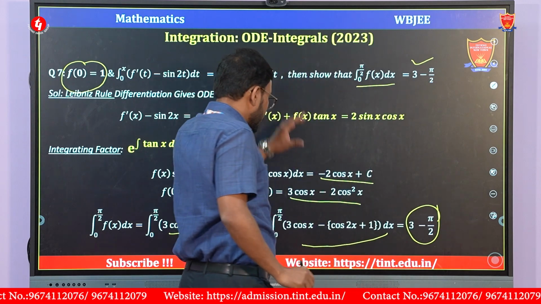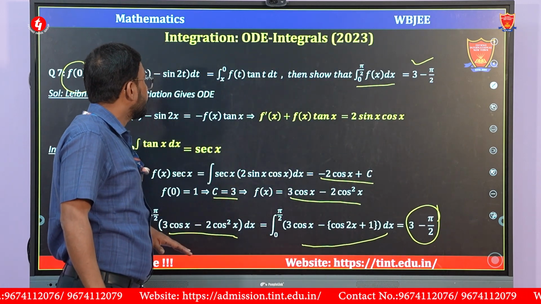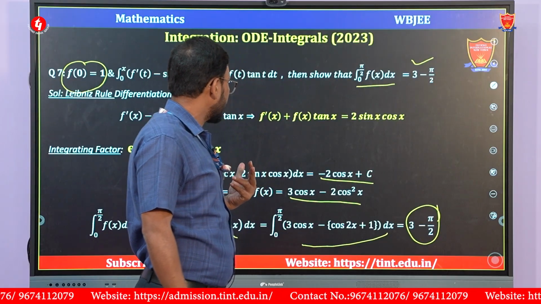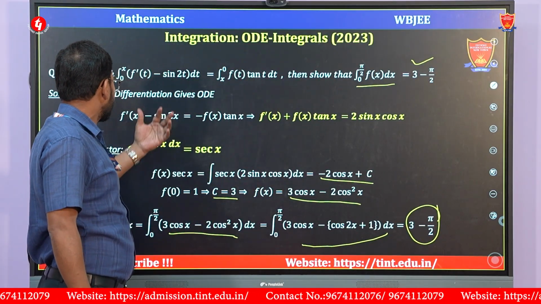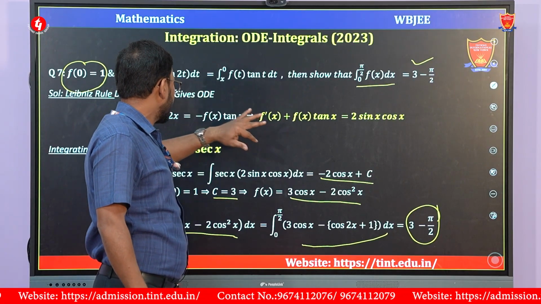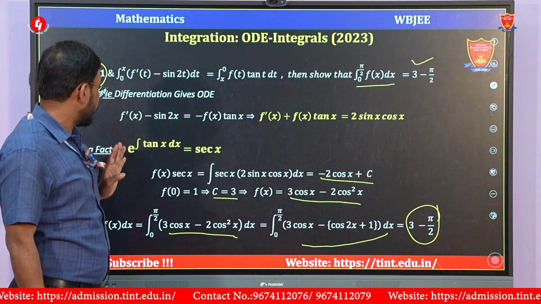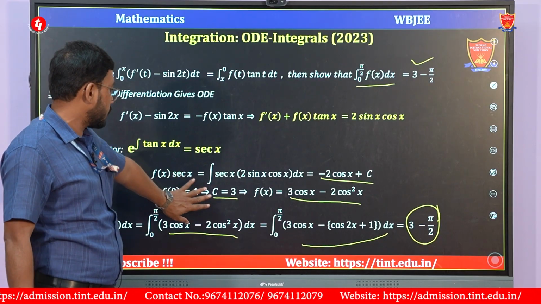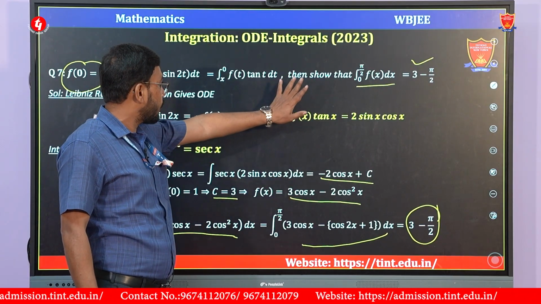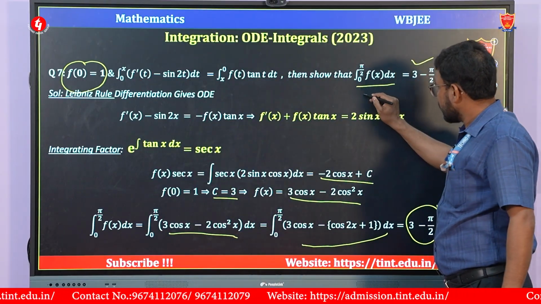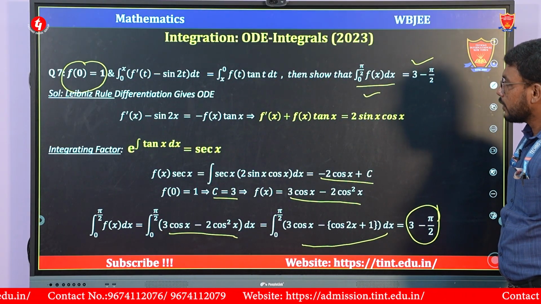So actually this problem is a combination of an ordinary differential equation with an integral. First, from the relations of the integration we find the differential equation, and using the concept of first order differential equations we find the function. After finding f of x, you put the function here and you get the result.